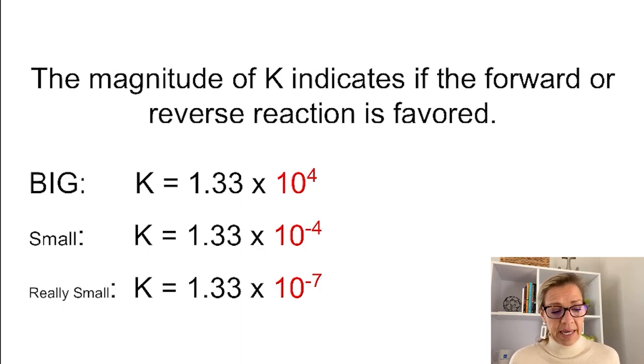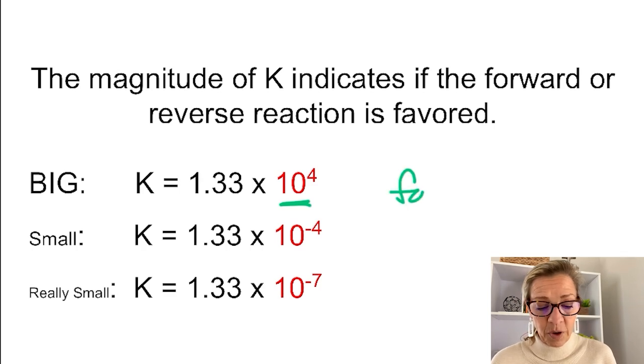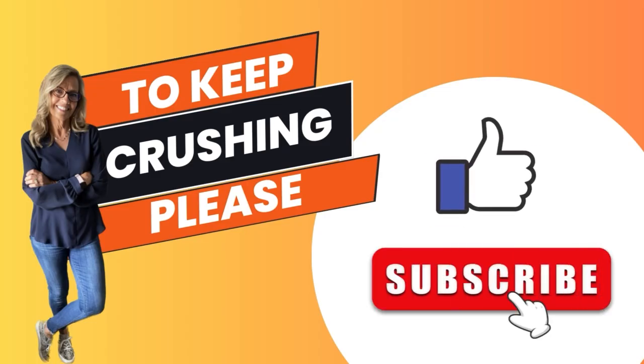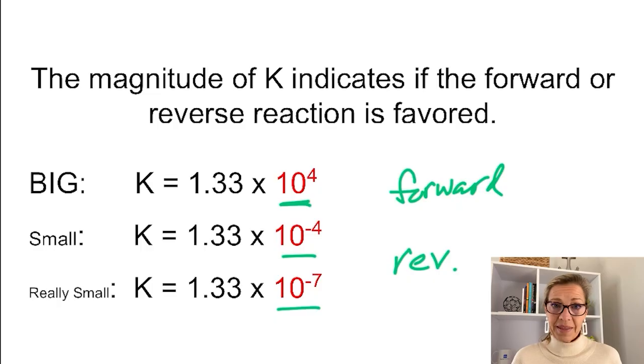Now, let's talk about, again, the magnitude. So if you have a large number, like 10 to the 4th, that means that the forward reaction is favored. So a big one means the forward is favored. Okay, that makes sense, there's more product than reactant. And then if you have a small number or a really small number, that makes sense. The smaller the number, if we had a tiny, tiny number, the reaction would barely proceed at all, right? So it would be very heavy to the reactant side.